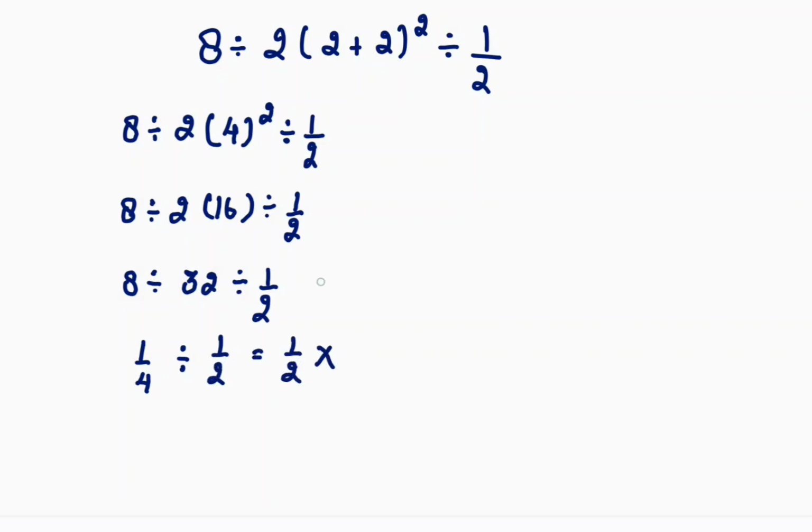But this is incorrect. Some people might say I should divide 1 by 2 from 32 first. So this will become 8 divided by 64. That means your answer is 1 by 8, which is also incorrect. So let's see the correct usage of PEMDAS or BODMAS method.